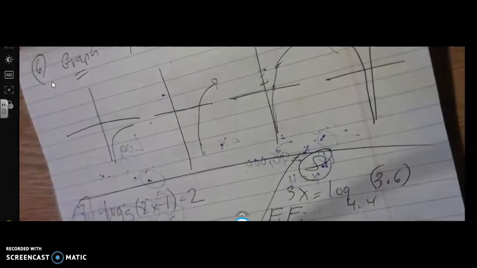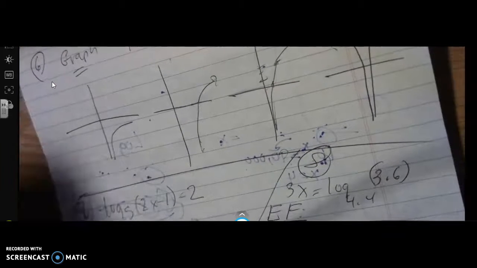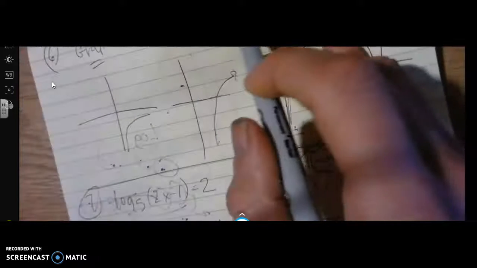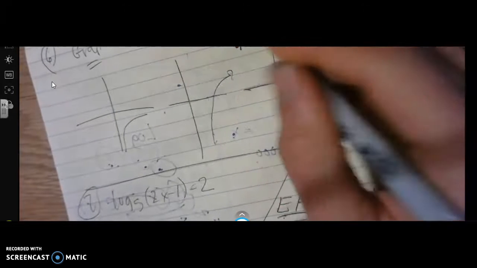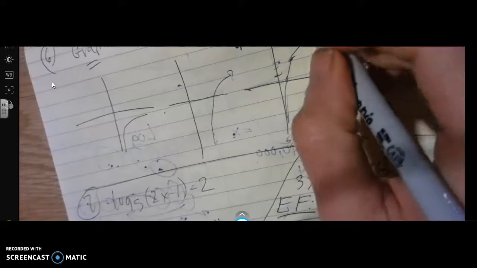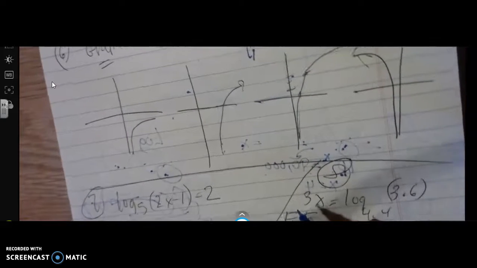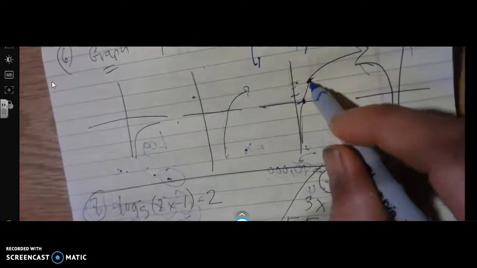Next problem, number 6. You're given the function log of x plus 2, plus 3, and you need to figure out which of those graphs matches. You want to look again at the zero point, so you want to look for a log of 1. If I put a 1 in here, I know that's going to be a 0. So I'm going to get 0 plus 3, which is 3. So I'm looking for the point 1 comma 3. And it looks like it's going to be right here, 1 comma 3. So it looks like this one.